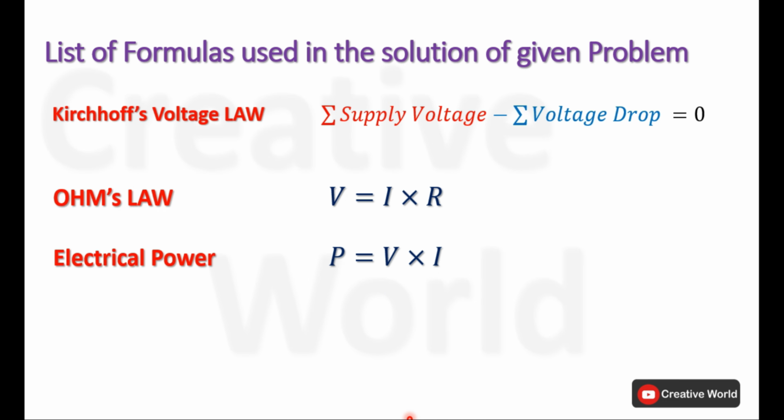Electrical power calculation formula will also be utilized while solving this problem. The basic equation of electrical power calculation formula is P equal to V multiplied by I, where V is voltage across an element and I is current through that element. Now move towards the problem.